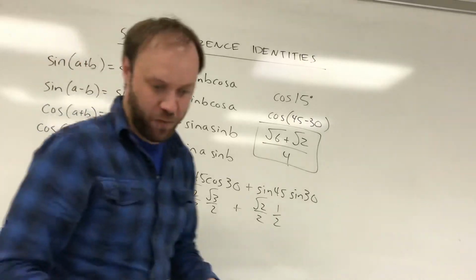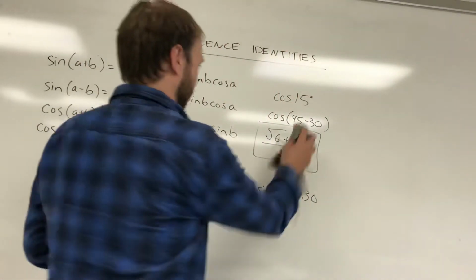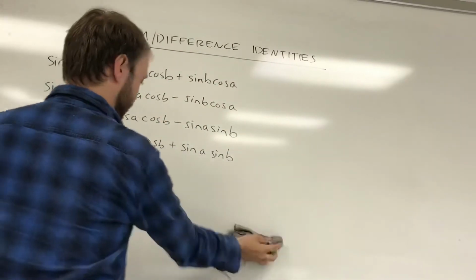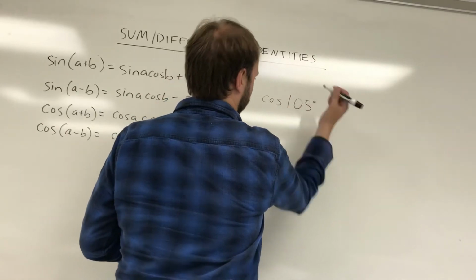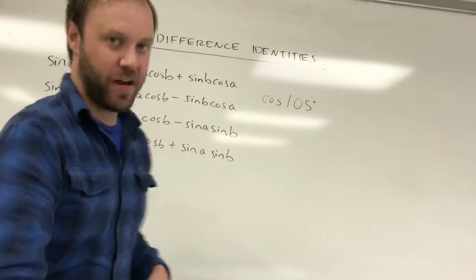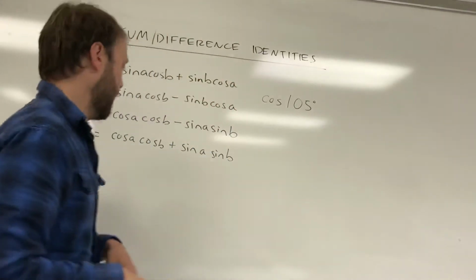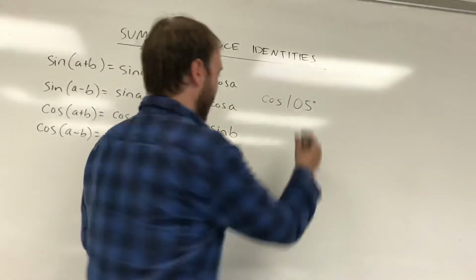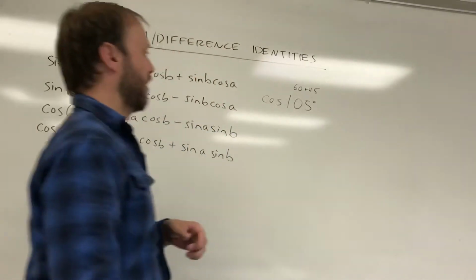Let's try one more example, and then hopefully at that point you'll have it. Let's try the cosine of 105 degrees. So you've got to come up with a way to get 105 by either adding or subtracting angle measures. If you think about it, how about 60 and 45? That would add up to 105.